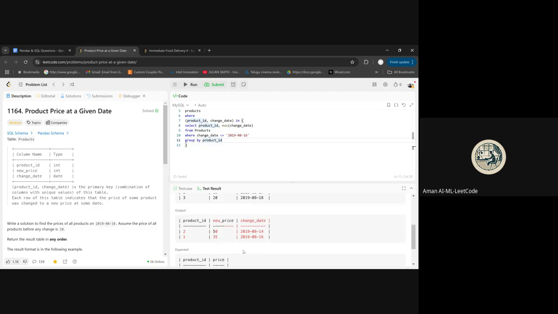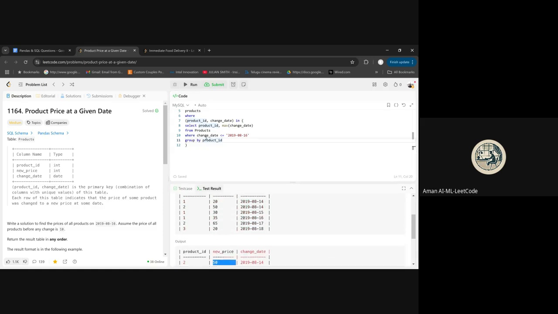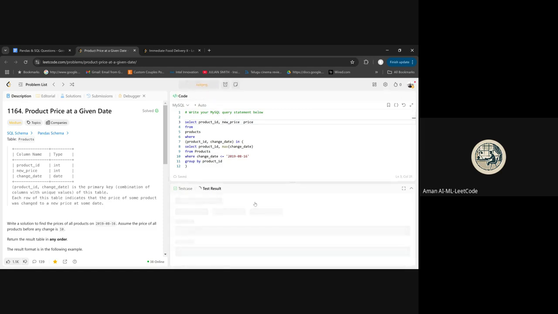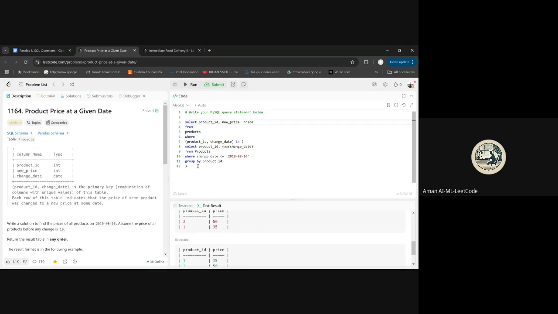So we are interested in what? These prices. So let's just get the prices now. Product ID. We want the price. Basically, new price is going to be called the price here. So when we run this, we are going to get the price now. Now, the issue is this particular number which is present here, but it is not present in our answer because it is basically skipped.